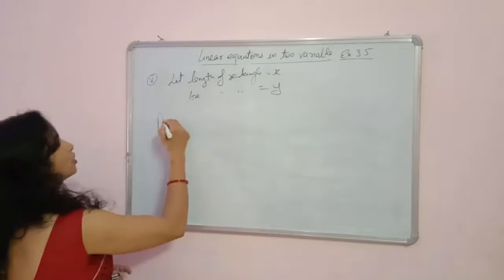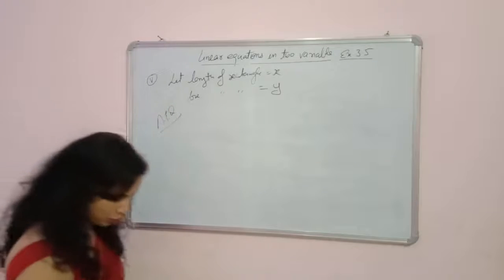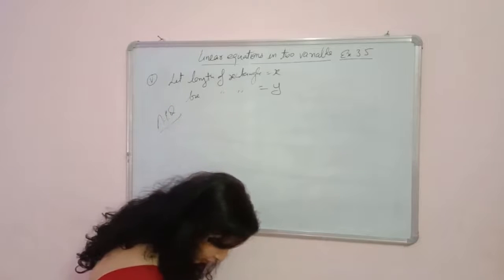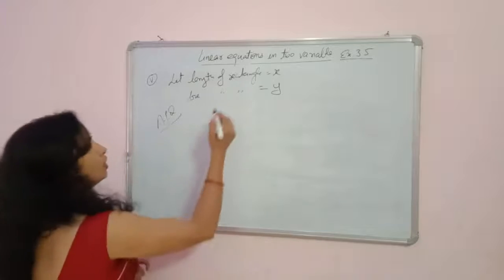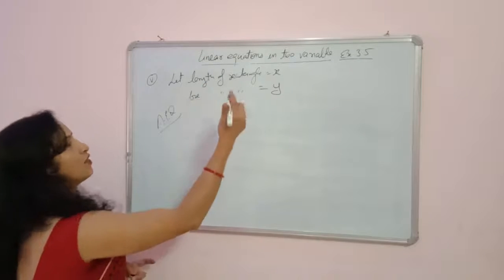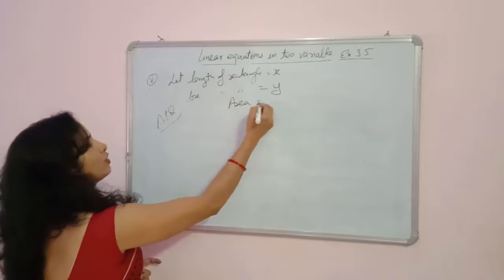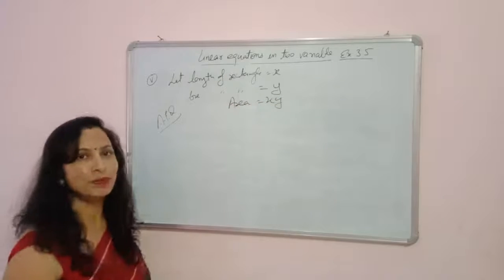So according to the question, the length is reduced by 5 and the breadth is increased by 3. If the length is x and the breadth is y, then what should be the area of the rectangle? It will be x into y, that is length into breadth.